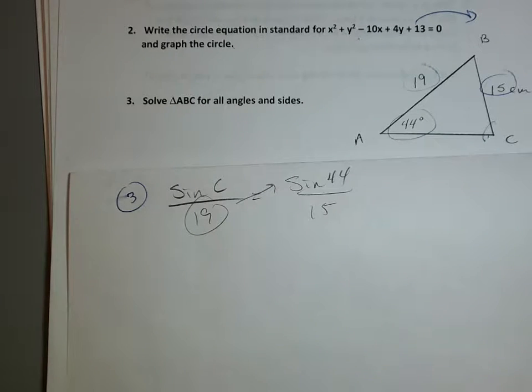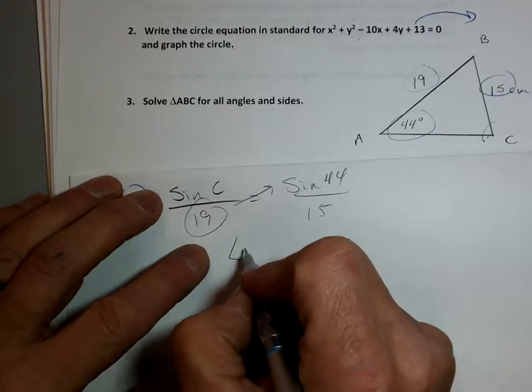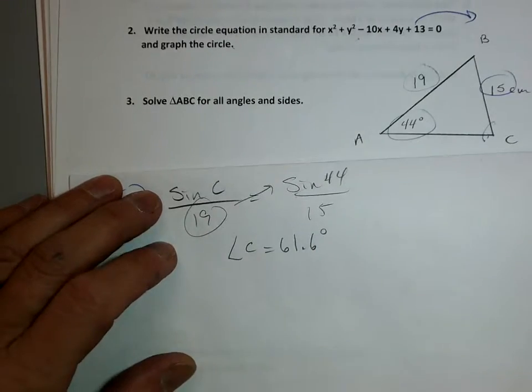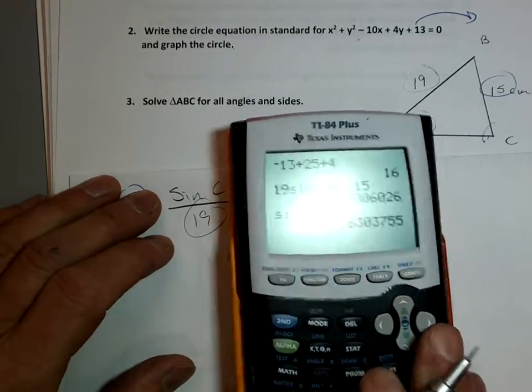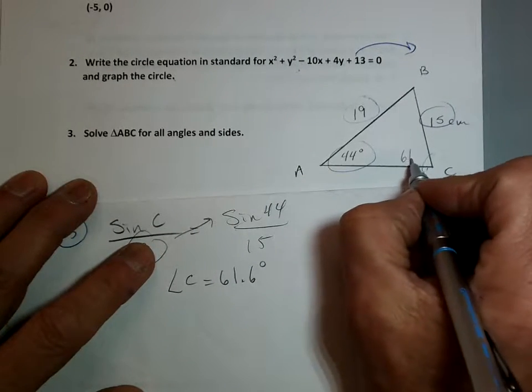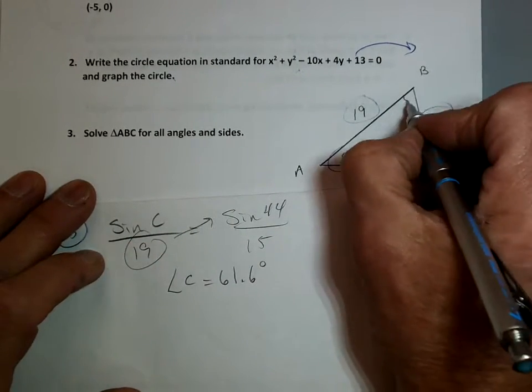And I'm going to sine inverse that because I need an angle. And I get an answer about 61.6. So angle C is about 61.6 degrees. Okay? There it is on my calculator. Okay? So let me put that in there. 61.6 degrees.